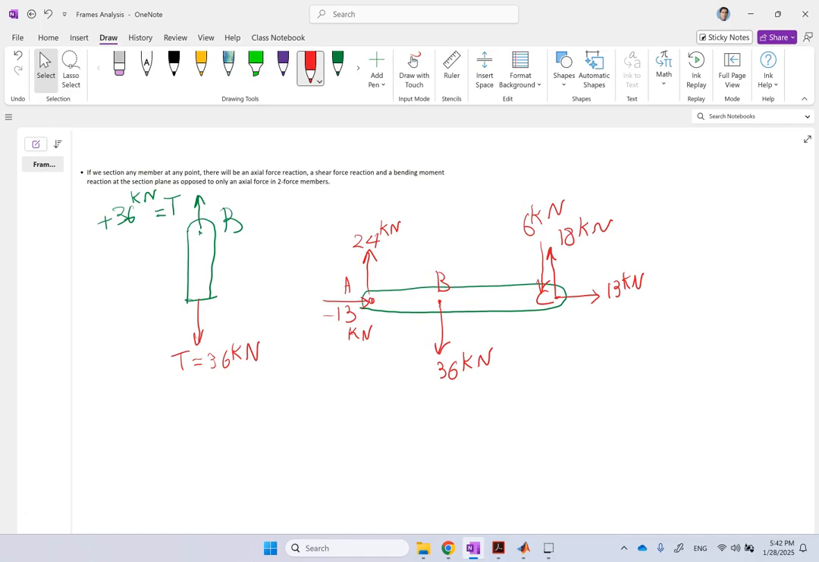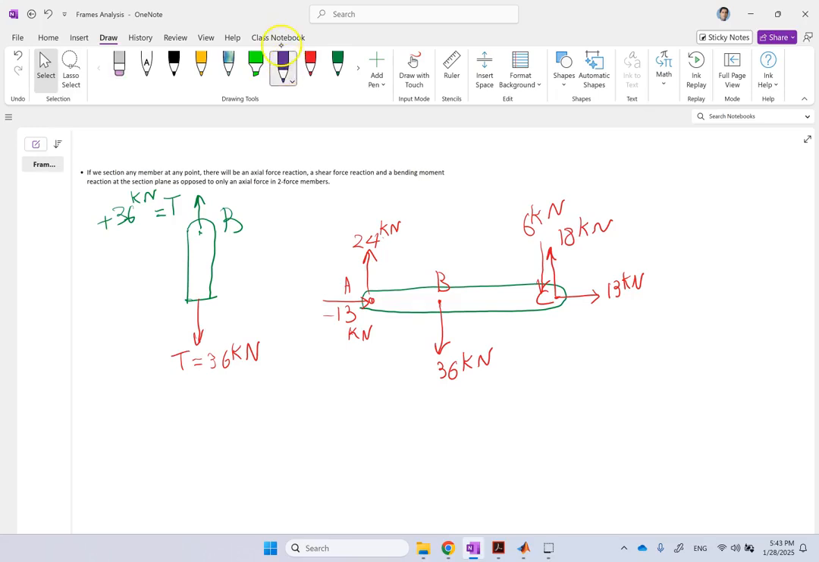Let's take it about C. So about C, this 24 and this 36 should cancel each other. And this 24 is multiplied by distance 3. This distance is 3, and this distance is 2. So 2 times 36 is the same as 3 times 24, 72. So you see that the sum of the moment is 0. So clearly this member is at equilibrium perfectly, and we did not make any mistake.